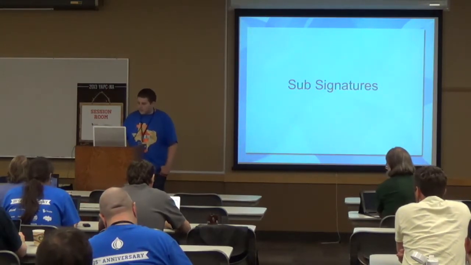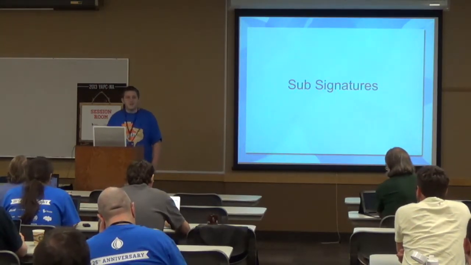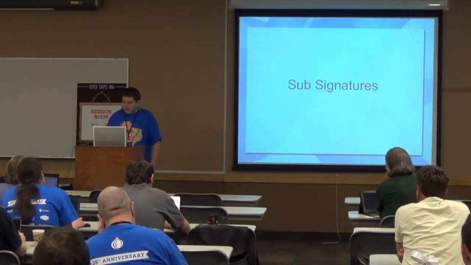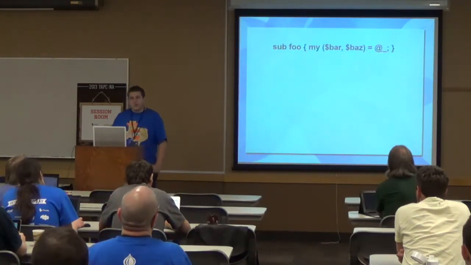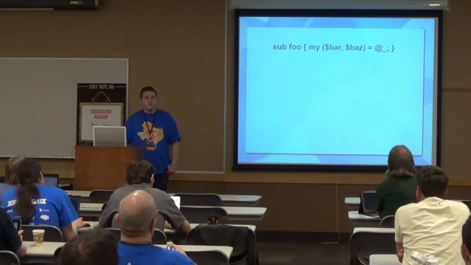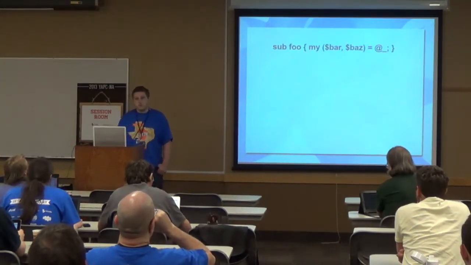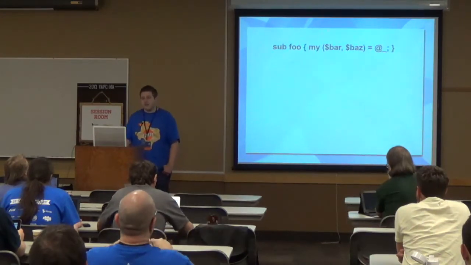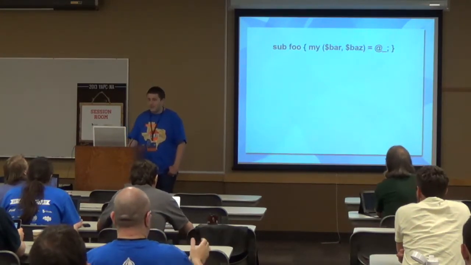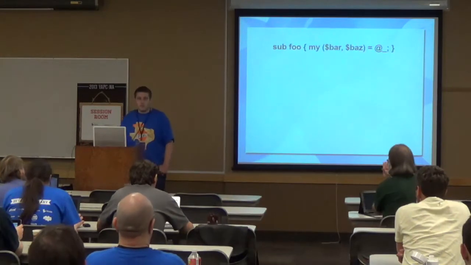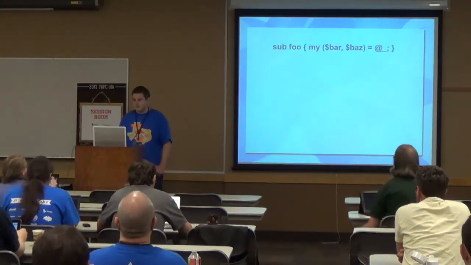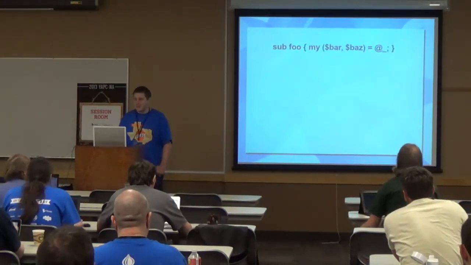So, sub-signatures. We all have a good introduction of what those are right now. My goal is really just to get minimal sub-signatures into core. So, for those of you who have used Moose, Mouse, I don't know all the different ones, you've seen a lot of different features in the sub-signatures, but I don't want to get too fancy. Yeah, one step at a time.